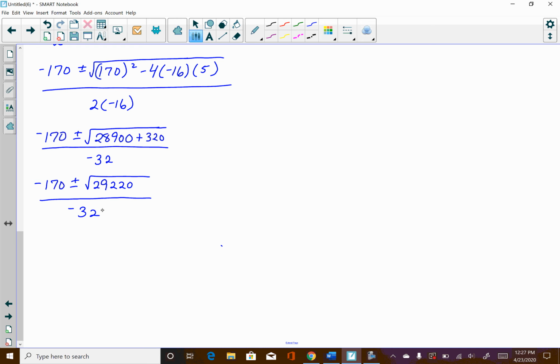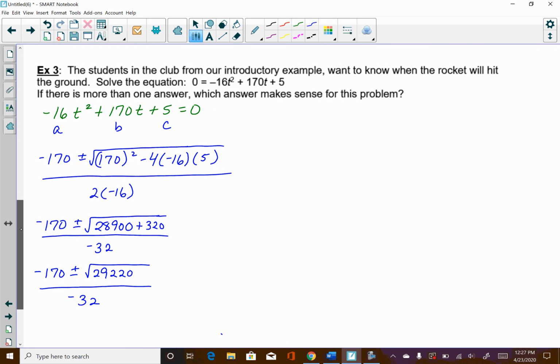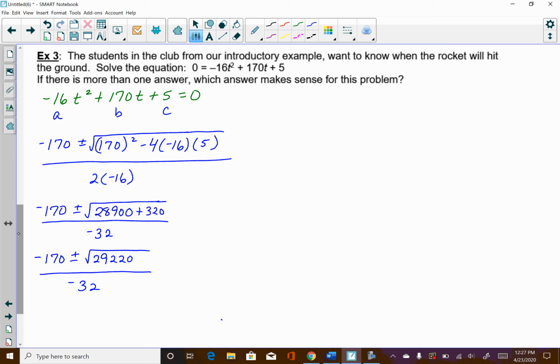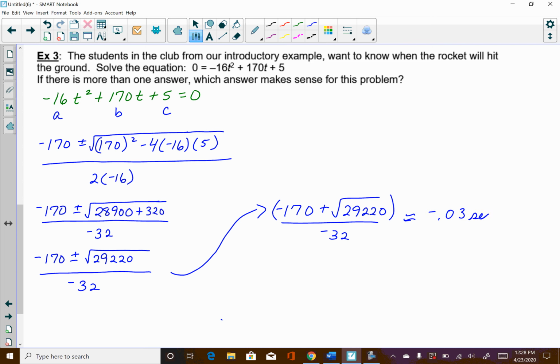Then from here, since it doesn't tell me I have to have it in any particular form, I know that this number here could be reduced in some way, but it just wants to know when the rocket's going to hit the ground. It wants to know this time. So my two time scenarios are that I have negative 170 plus the square root of 29,220 divided by negative 32. Again, if you can do it all in your calculator at one time, you'd need parentheses up top. Me personally, I just do the top, hit enter, then divide by negative 32. If you do that scenario, you get approximately a negative 0.03 seconds.